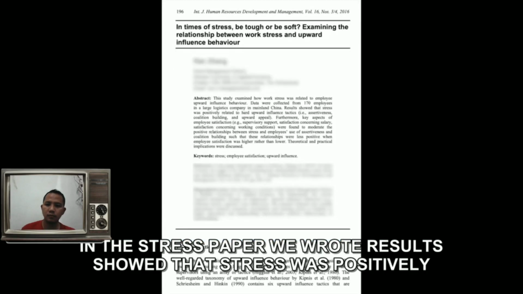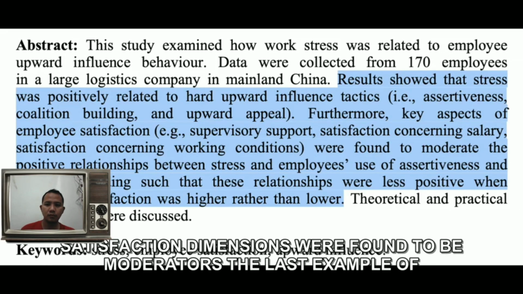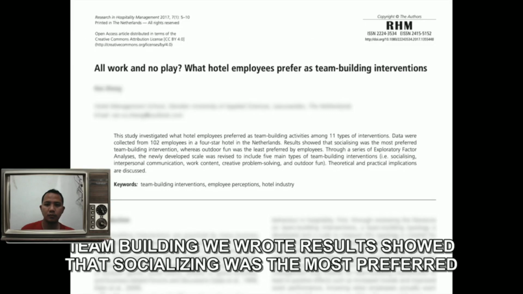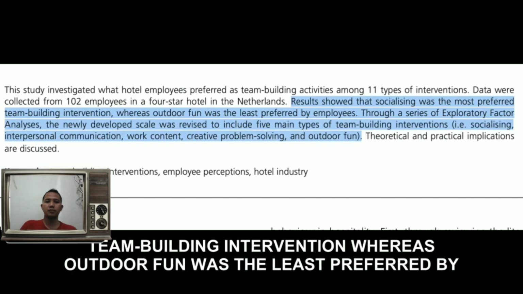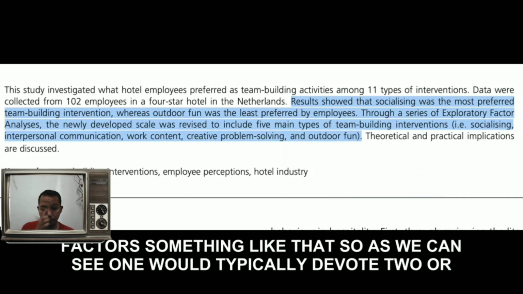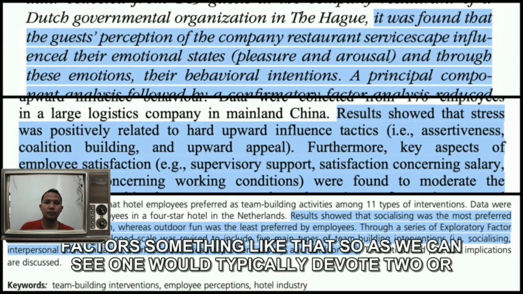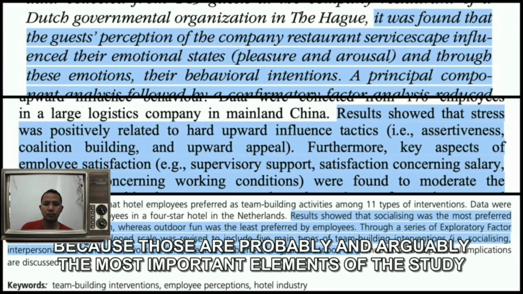In the stress paper we wrote, results showed that stress was positively related to upward influence tactics. Furthermore, certain employee satisfaction dimensions were found to be moderators. And in the last example of team building, we wrote, results showed that socializing was the most preferred team building intervention, whereas outdoor fun was the least preferred by employees. Further factor analysis reduced 11 dimensions into 5 factors. So as we can see, one would typically devote 2 or perhaps 3 sentences to summarize key findings and conclusions in the abstract, because those are probably and arguably the most important elements of the study.